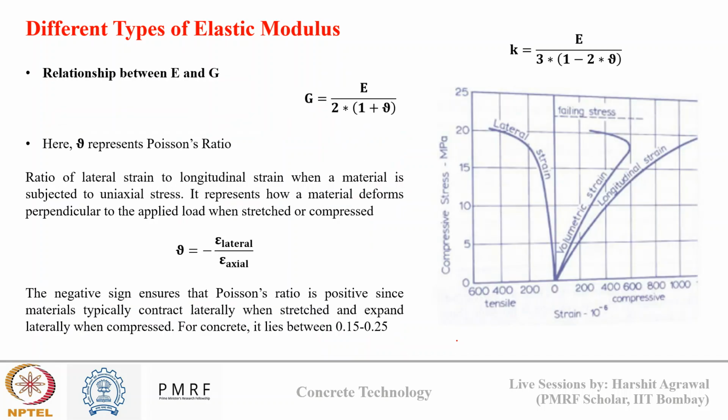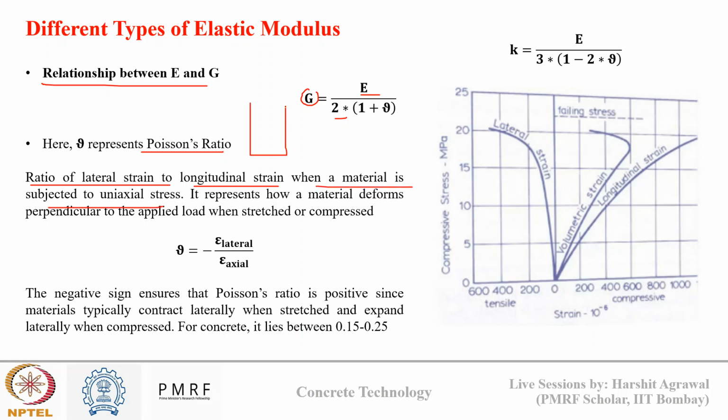So how are these MOE values related? They are related by Poisson's ratio. You can see here the relationship between E and G. So G is equal to E upon 2 into (1 plus nu), and this nu is the Poisson's ratio. And what is this Poisson's ratio? It is the ratio of lateral strain to the longitudinal strain when the material is subjected to uniaxial loading.